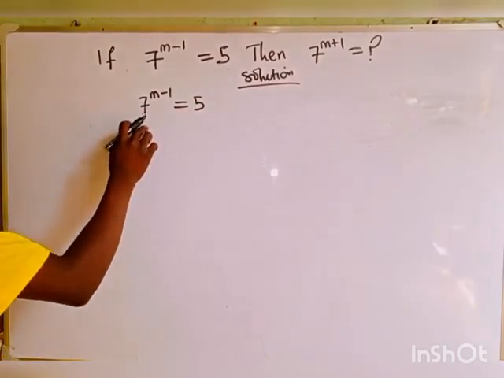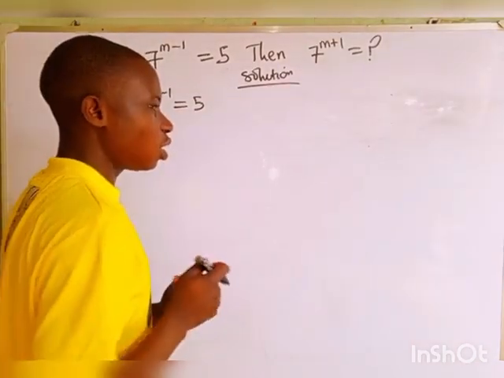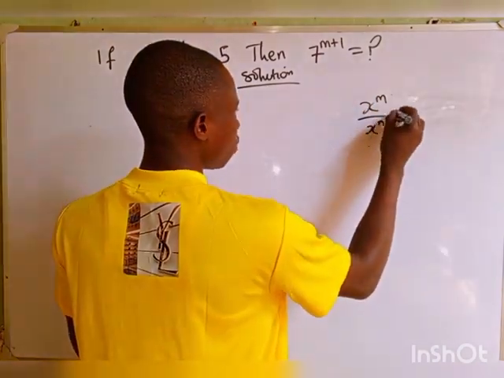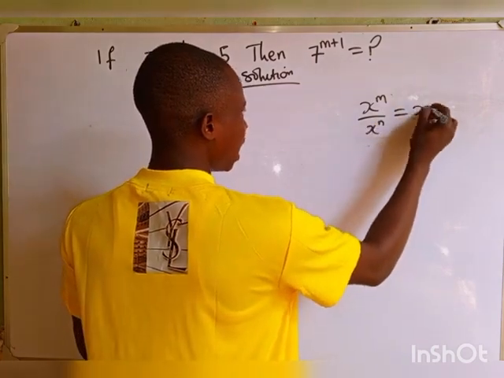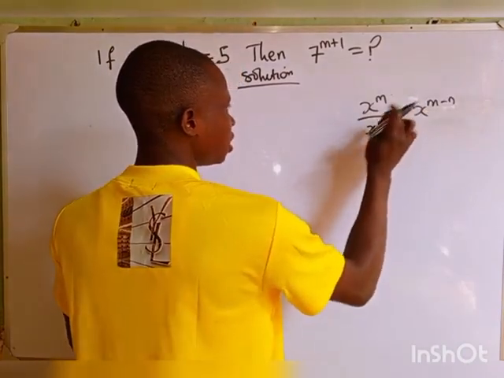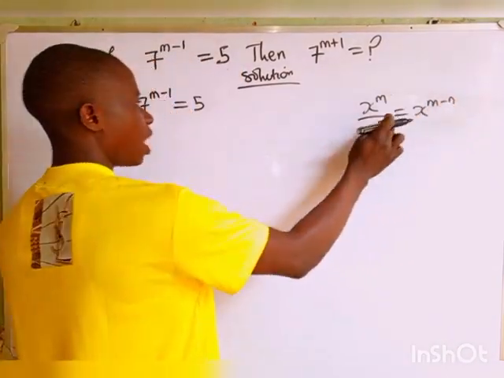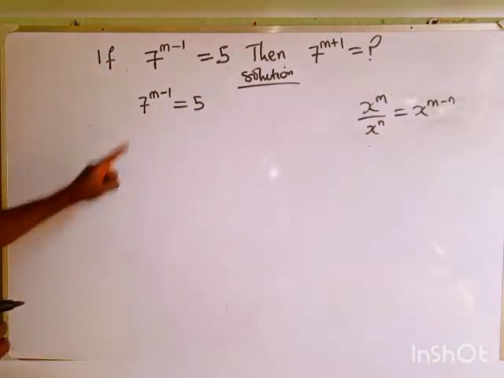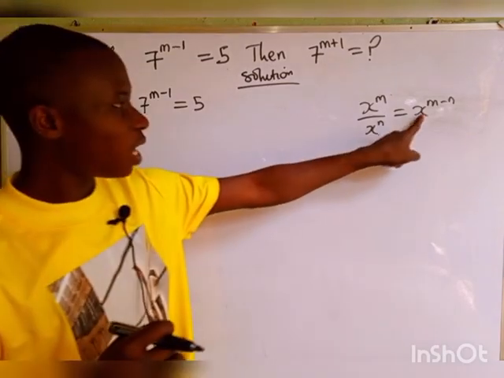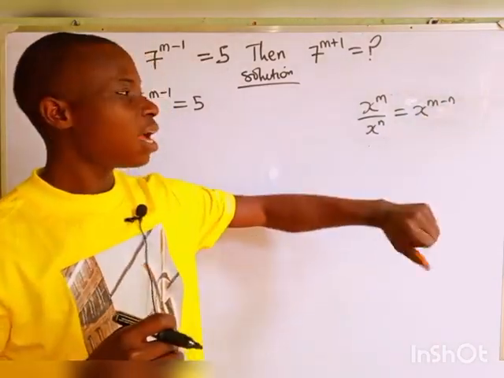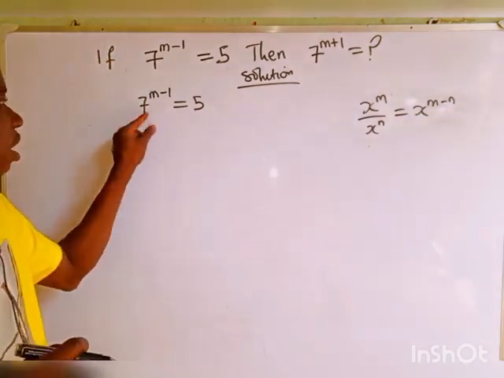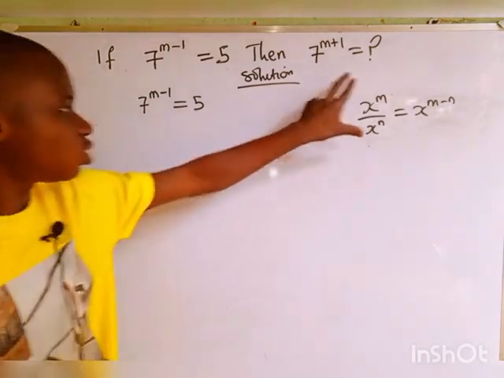So the left hand side of this equation, we're going to recall the division law of indices. When you have x^m over x^n, this is the same as x, which is the base, and then we subtract the powers since the base is the same. So the power is m minus n. Since 7^(m-1) is in the form of x^(m-n), and we say that this is equivalent to this, therefore, we're going to transform 7^(m-1) into this form.